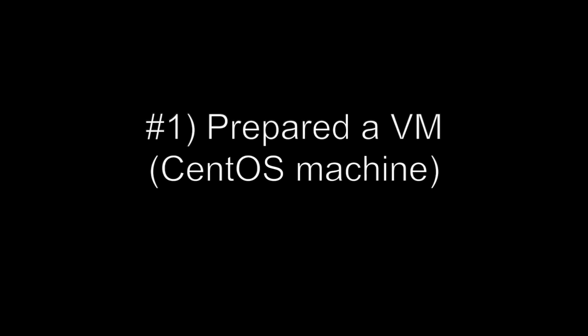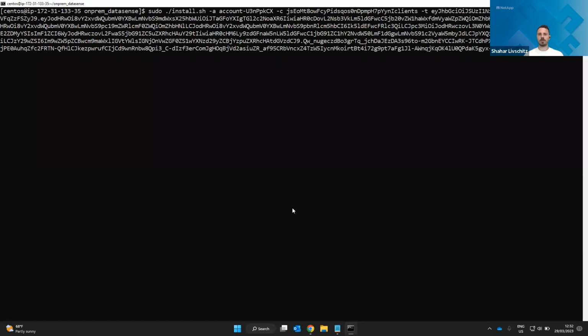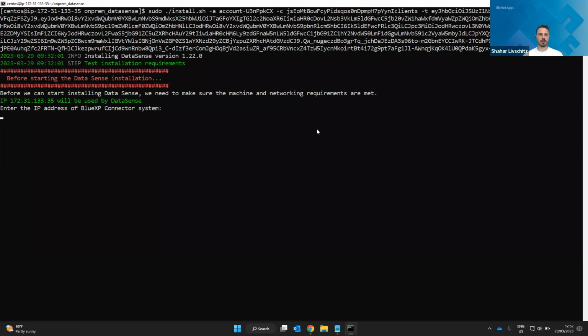I have my CentOS machine that I intend to install DataSense on. I have raised a connector and I downloaded the installer from the NSS and put it on my CentOS machine. I followed the installation steps and copied the installation command from BlueXP to my CentOS machine, and now we're going to run it. The installer is going to ask for some parameters.